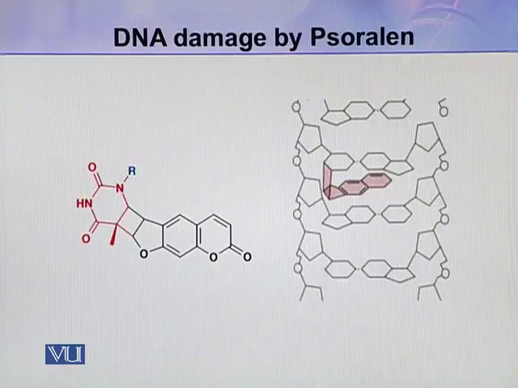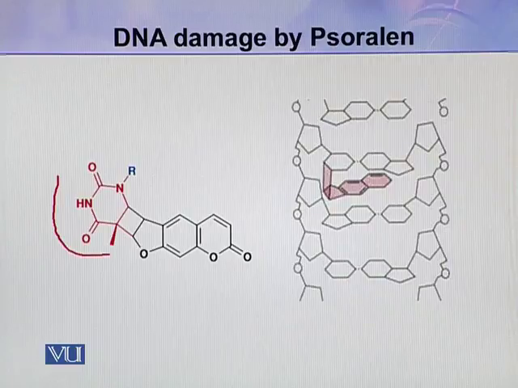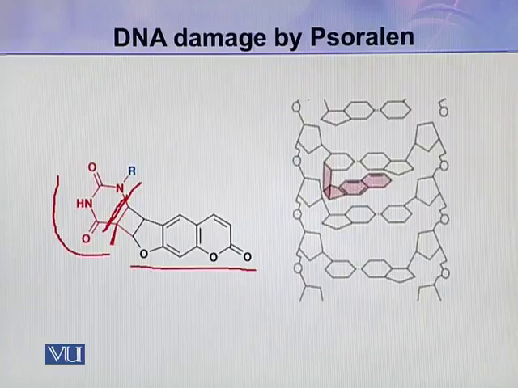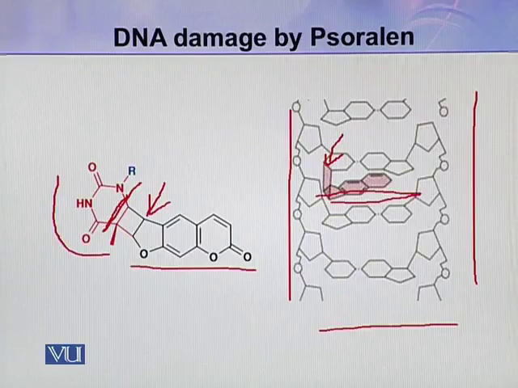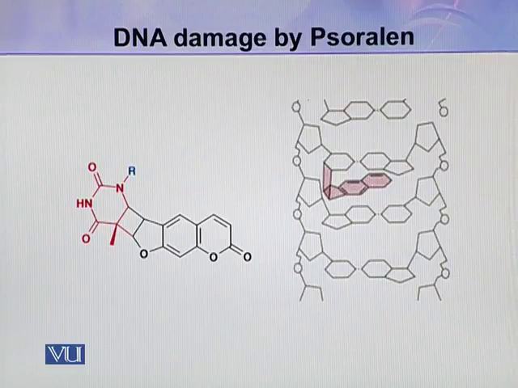So here you can see the formation of this monoadduct. This is a pyrimidine, and here you can see a double bond was present between the carbon 5 and 6, and this is psoralen. So this furan ring of psoralen forms the monoadduct with this pyrimidine. Here you can see two DNA strands, and in between these two strands it forms linkage with the pyrimidine base, and here it intercalates in the DNA. So in this way it damages the DNA.